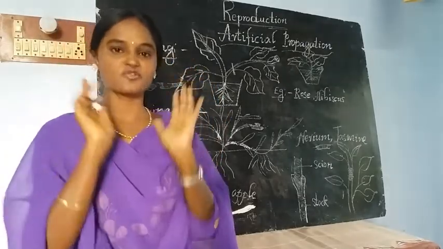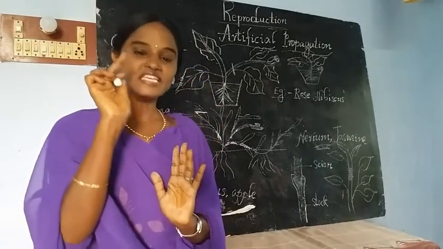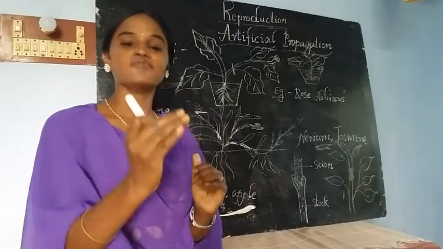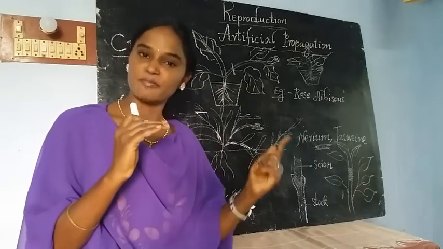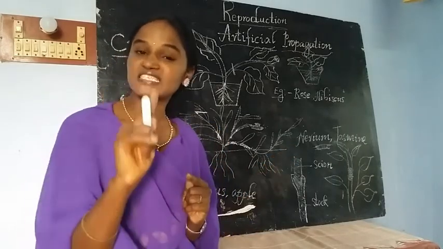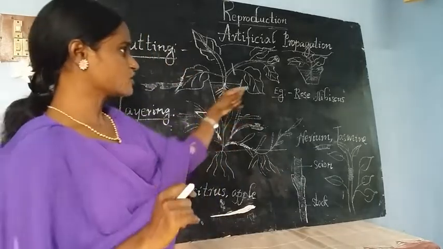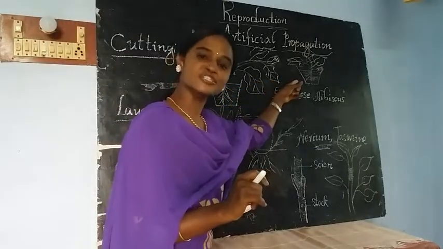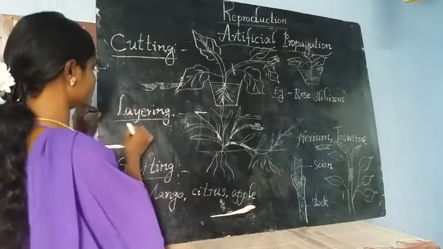You need to remember only one thing. For the process of cutting, we need to select a branch from a parent plant. It must contain a bud. Only then does it grow into an individual plant. Then we move to the next one.